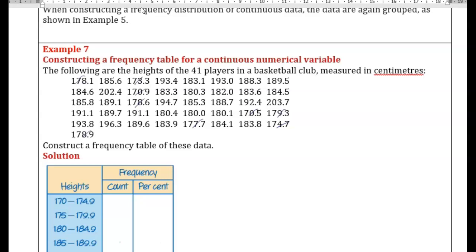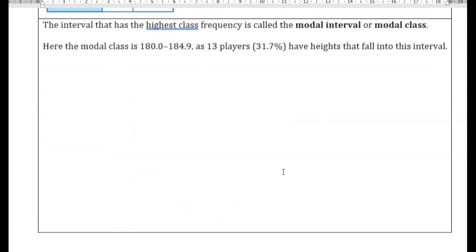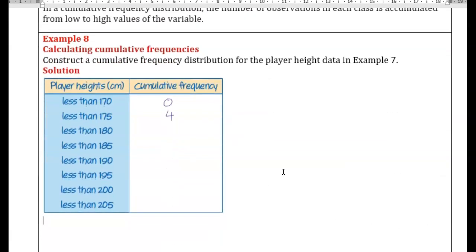Okay, so we found 5 more, but we've got to add that onto the 4, okay? Because when you think about it, if someone was 172 centimeters, they don't fall into this category here, but they fall into this category, and they also fall into this category. So we have to include the 4 from before. Okay, so these 4 are included in this category. So your cumulative frequency is 9.